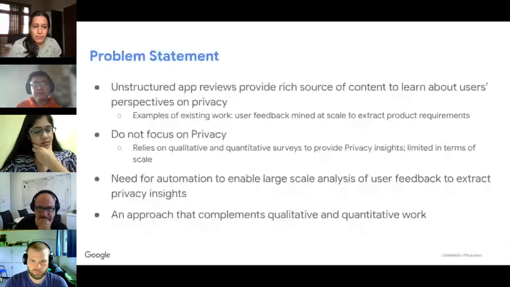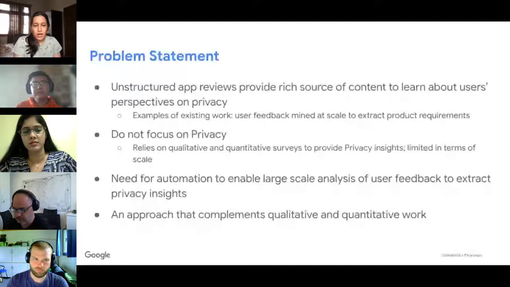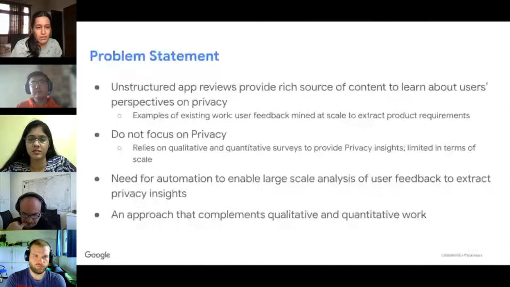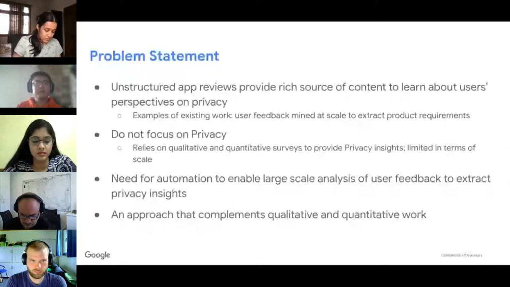The unstructured Play reviews that are present in Play Store or for any other app are typically analyzed at scale to extract product requirements. And the previous works do not focus on the privacy aspect of these reviews. And the works that do focus on privacy rely on qualitative and quantitative surveys to provide certain privacy insights that users raise, but they are again limited in terms of scale. So there is a need to automate this process to analyze these privacy insights at scale so that we can learn a lot more about user feedback with respect to their privacy concerns.